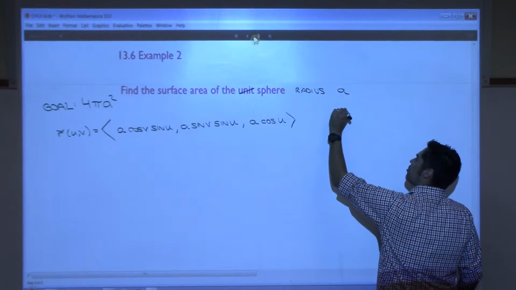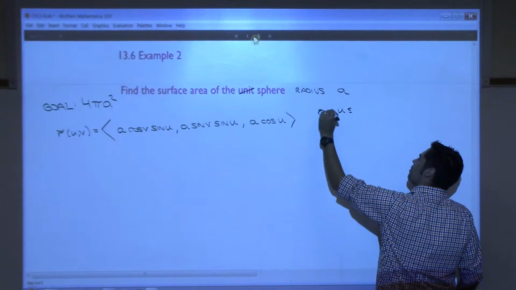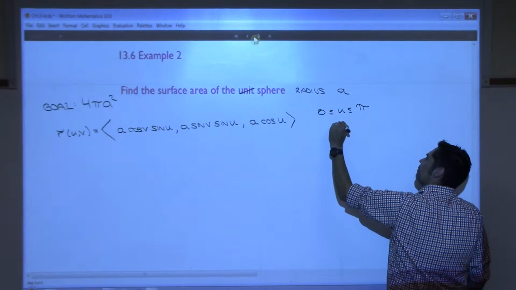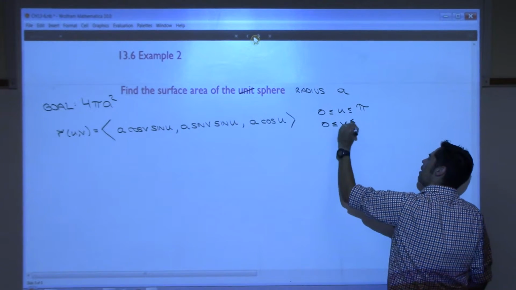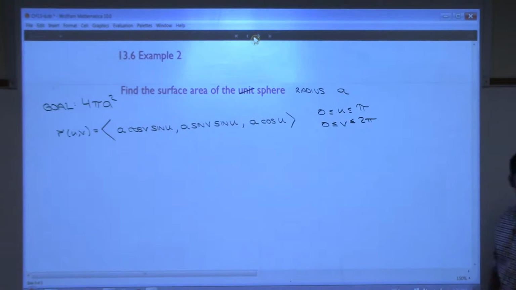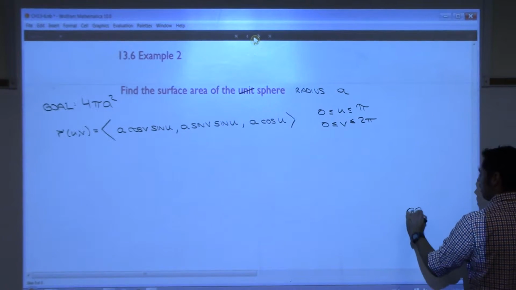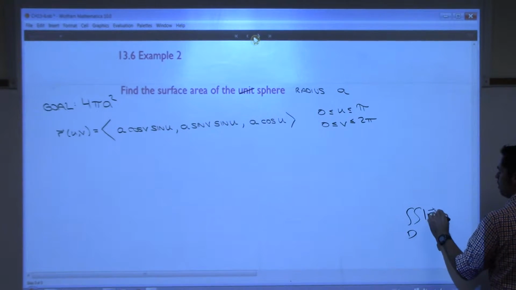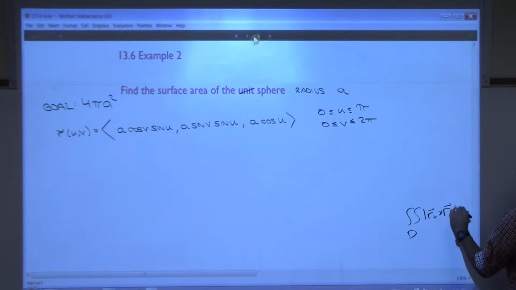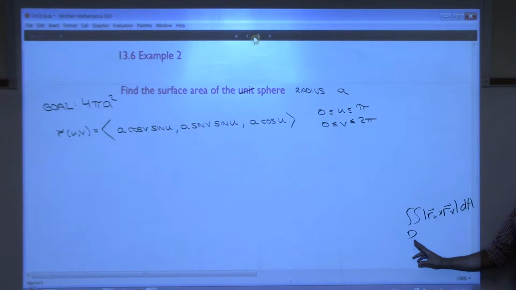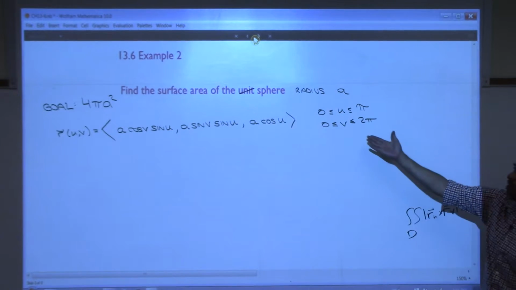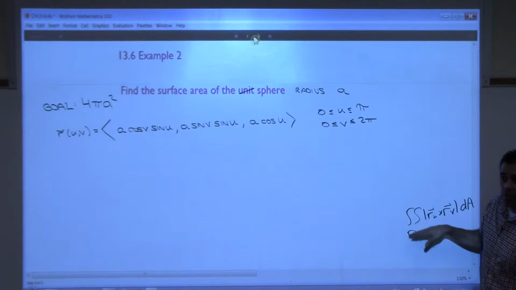My u's are between 0 and pi. My v's are between 0 and 2 pi. We still good? If I'm going to use this formula, which is the double integral over D of the magnitude of r_u crossed r_v dA, then I'm going to need to know some restrictions on D. Do I know the restrictions for D? Yes, here they are. So I'm good with the limits of integration.